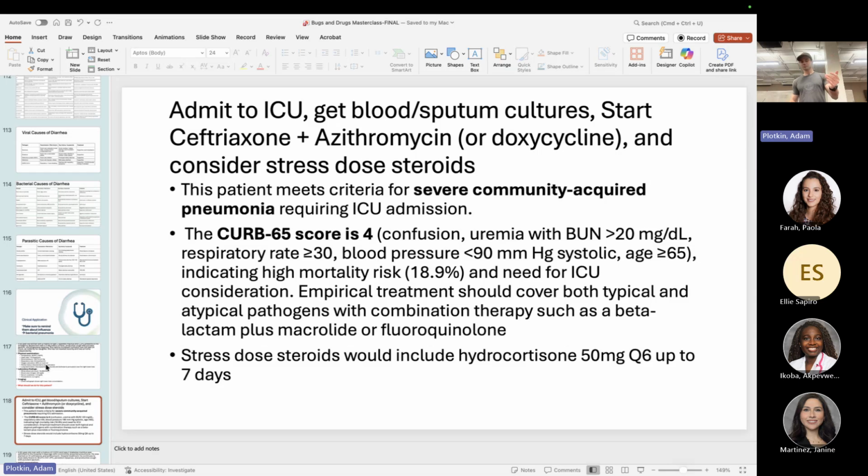Okay. So again, the patient comes to you outpatient. You're in urgent care, right? You do your CURB-65.